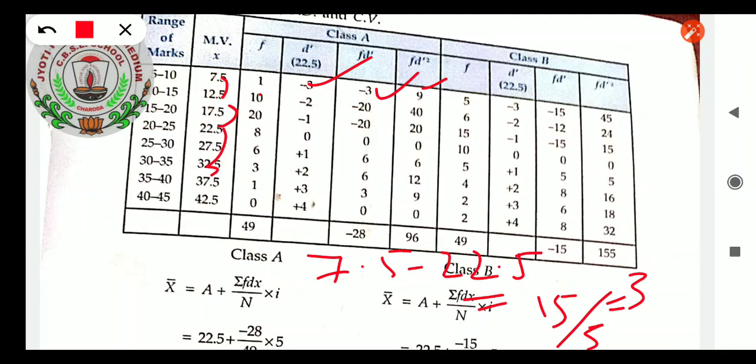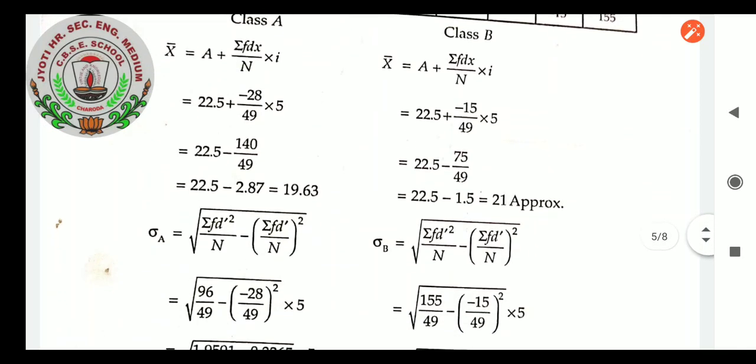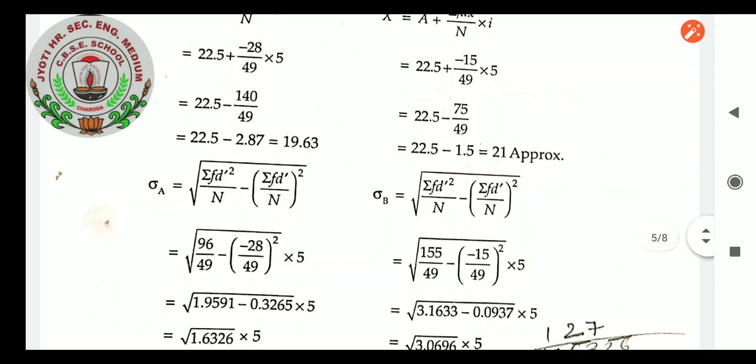So fd, how much is calculated? You can see here minus 28 you got for sum of fd, there is no confusion. So sum of fd is calculated, students. Same formula: a plus sum of fd upon n into i, where sum of f is the frequency n. Substituting values you will get the answer. Now standard deviation equals root over sum of fd dash square upon n minus sum of fd dash upon n, whole square.